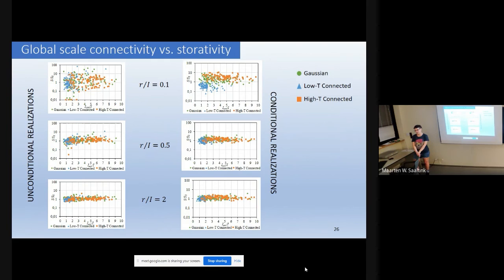So for instance, your fields that are connected, you don't use Gaussian fields, or you use Gaussian? It starts with Gaussian. There's a transformation method. The statistical parameters stay the same, but it creates the connected channels. Because the low T, high T, the average mean is the same.